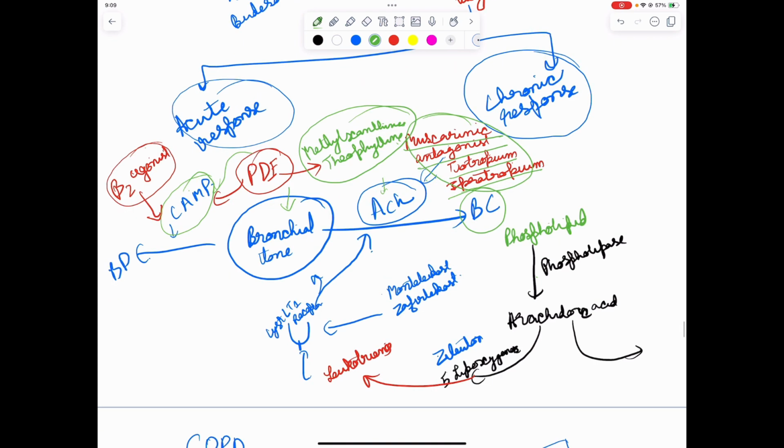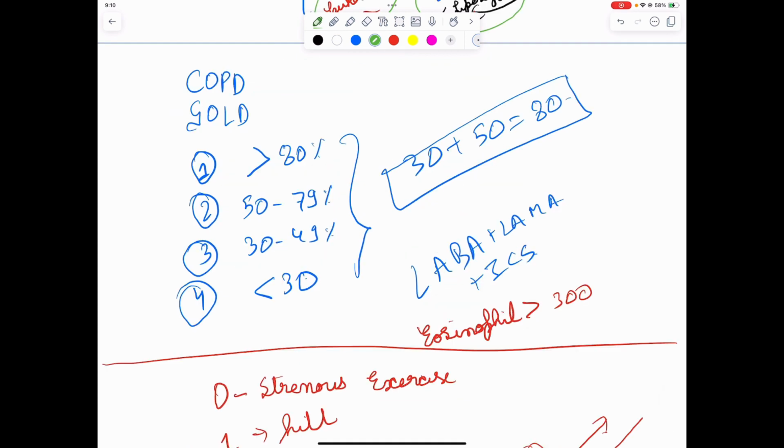Now here you see the phospholipid gives out arachidonic acid through the phospholipase enzyme. Arachidonic acid is acted upon by the 5-lipoxygenase enzyme to release leukotrienes, which act on the CysLT1 receptor. We inhibit the formation of leukotriene by using zileuton, which inhibits the 5-lipoxygenase enzyme. Moreover, this leukotriene binds to the receptor, and therefore we antagonize the receptor by using montelukast and zafirlukast. Now we come on to the GOLD criteria.